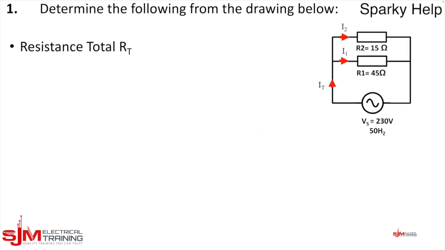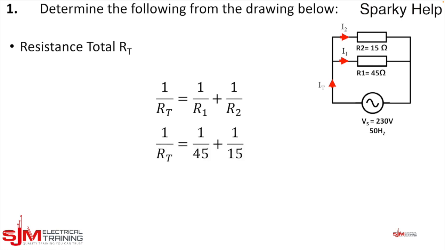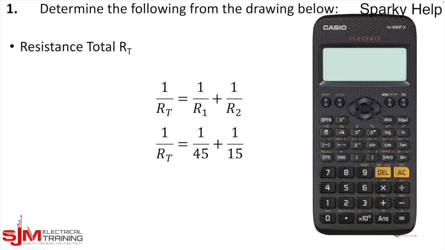So let's start with RT. This is a formula for parallel resistances. It is the reciprocal method, and it is 1 over RT is equal to 1 over R1 plus 1 over R2 as shown. So how do we do this? Well, there are a few ways we can do it, but we're going to use the calculator button to aid us in this calculation. So there's our formula. As you see, it is fractions, and here's our calculator.